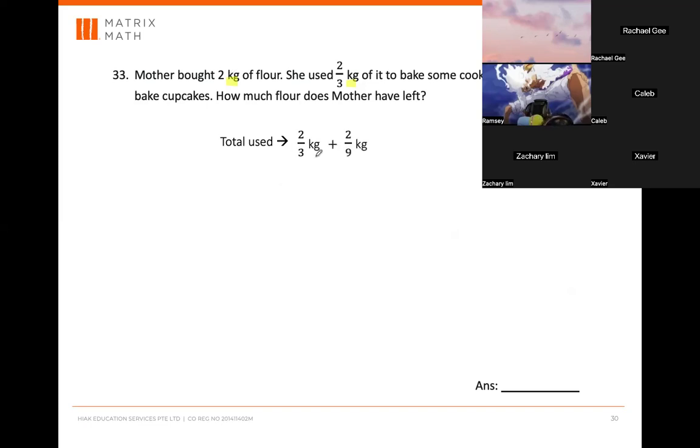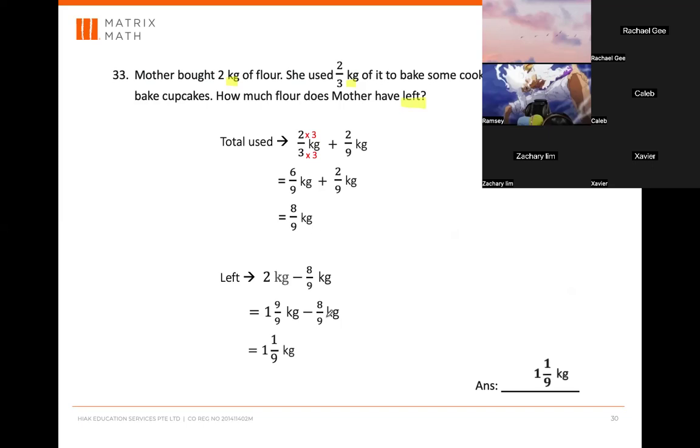Change them to the same denominator because it's from the same amount of flour. So you will have 6 over 9 plus 2 over 9, which is 8 over 9 kg. So this is the total amount used. The question just wants you to find how much was left. Total is 2 kg at first. So the amount left will be 2 minus 8 over 9. Okay, so 2 is actually 2 wholes. So how do we do it? We change to a fraction. You can take out 1 whole and change it to a fraction, which is 9 over 9. So 1 whole 9 over 9 minus 8 over 9 will give you 1 whole 1 over 9. So the amount of flour left will be 1 whole 1 over 9 kg.